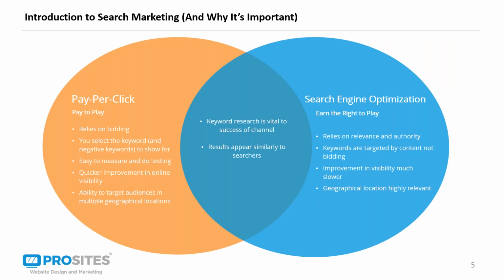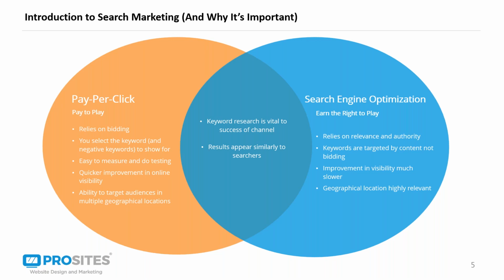So pay-per-click is that pay to bid. It relies on a bidding system. You only pay when your ad is actually clicked. So you can be seen 100 times, but if only one person clicks your ad, you only pay for that one. You select the keywords or negative keywords that you want to show for, so you can be very exact about when your ads are showing. It's easy to measure and do testing, and you'll see quick improvement in your online visibility. If you set up an AdWords account, you can have your ads showing on that first page within 24 hours. You're also able to target audiences in multiple geographic locations, which is really helpful if you have a service that you promote outside of your local area.